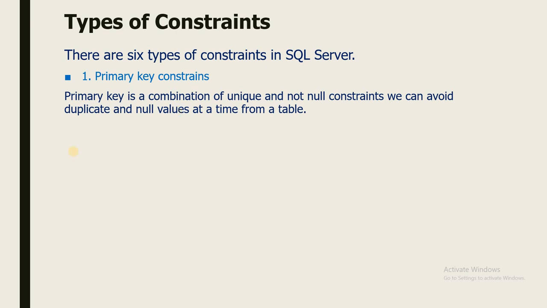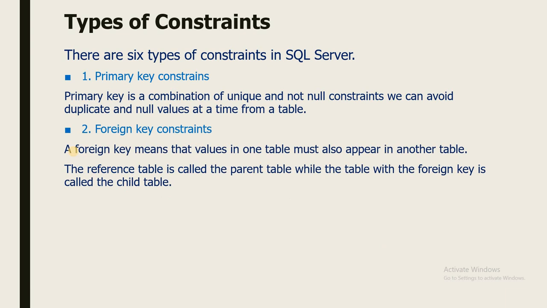Okay, the next one is the foreign key constraint. A foreign key means that a value in one table must also appear in another table. Okay, so the foreign key value must appear in the other table. The reference table is called the parent table, while the table with the foreign key is called the child table.